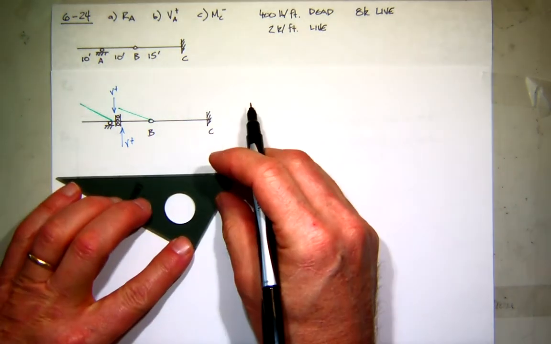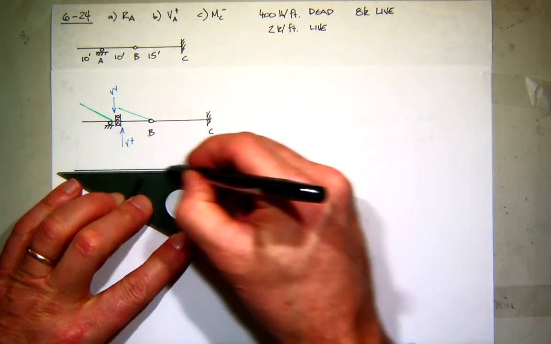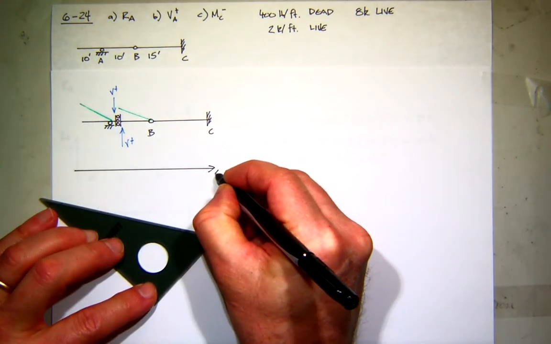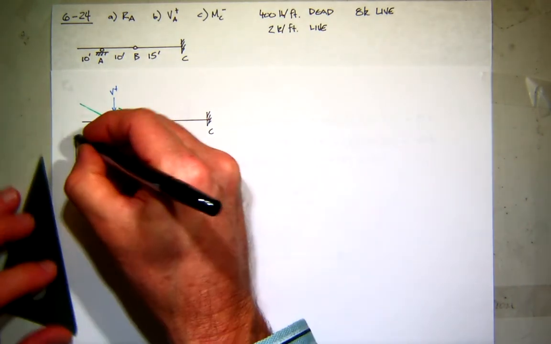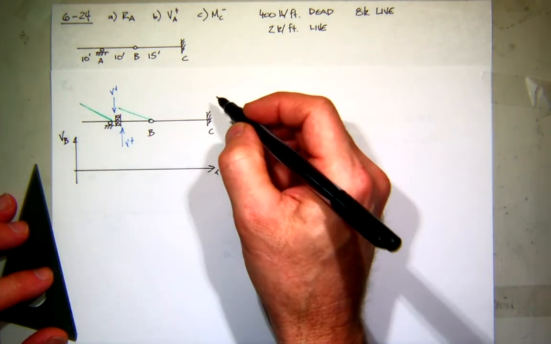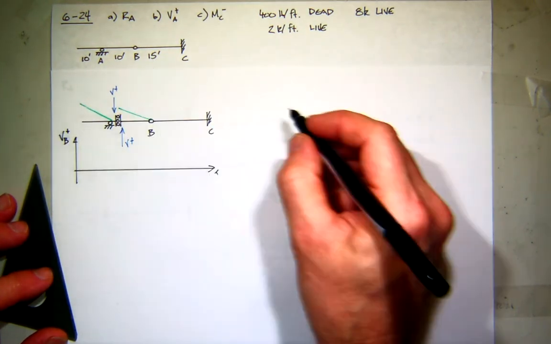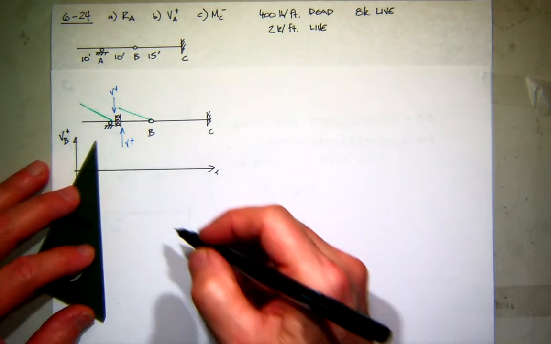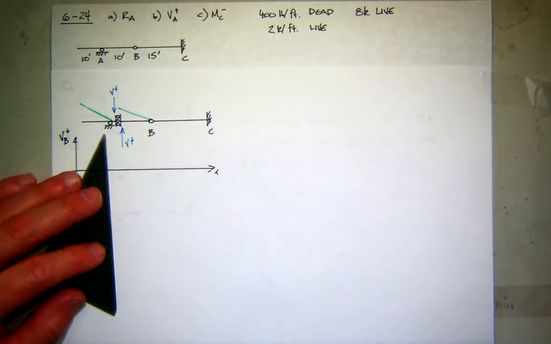So now if I redraw the diagram for the shear at B, and just to the right, I'll call that the positive side on the right side. Then we get something that looks like this.